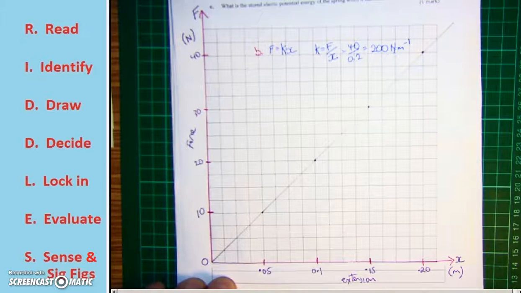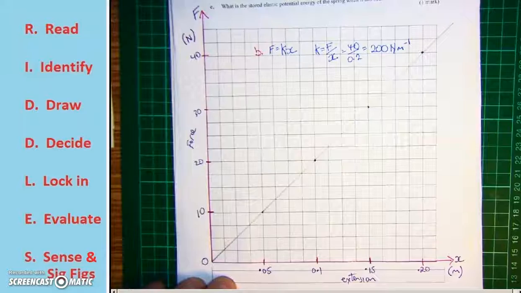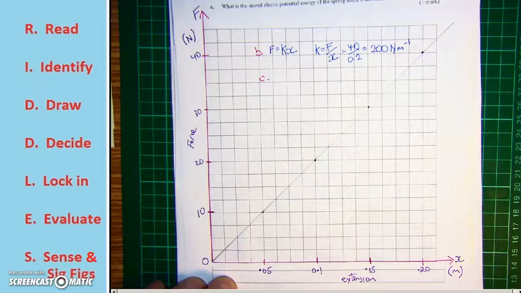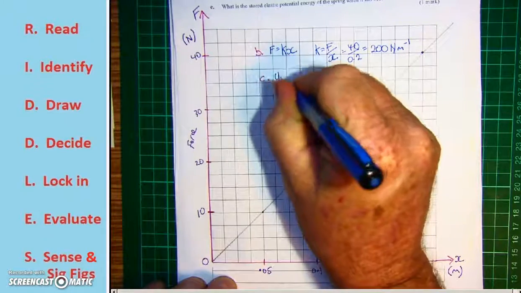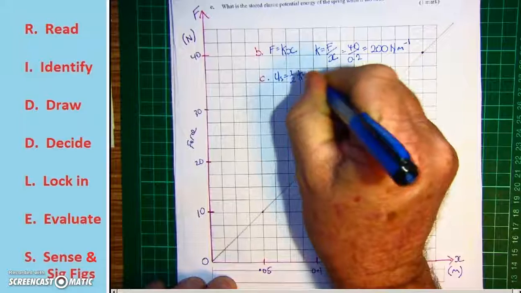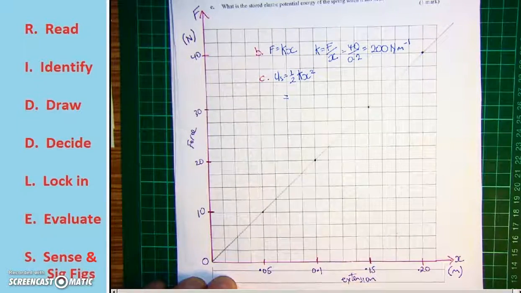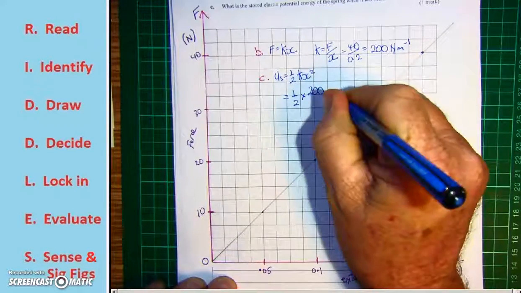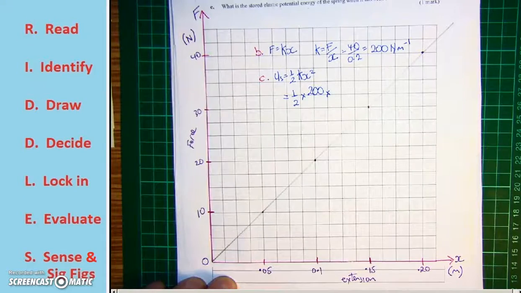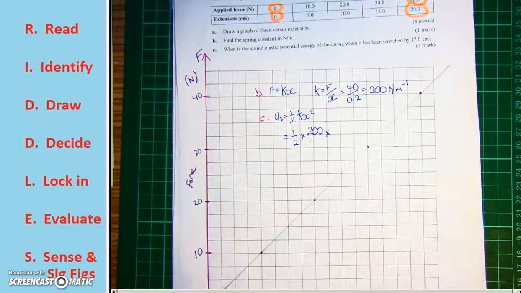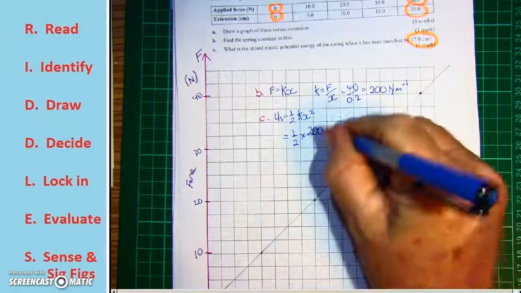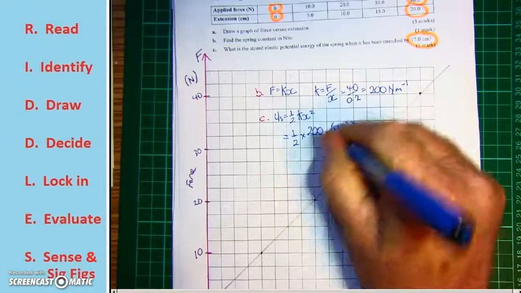Now, part C. I'm now required to find the elastic potential energy. The energy stored in the spring is given by a half k x squared. So we can do this calculation: a half multiplied by k, which is 200, multiplied by the extension squared. The important information is when the spring is stretched 17 centimeters, so this is 0.17 squared.